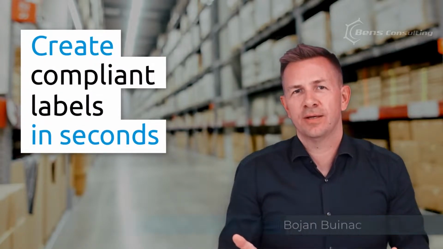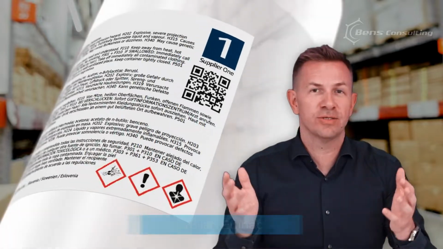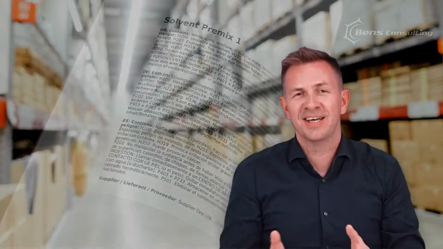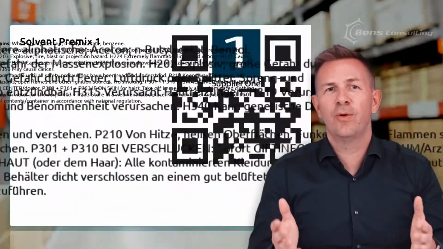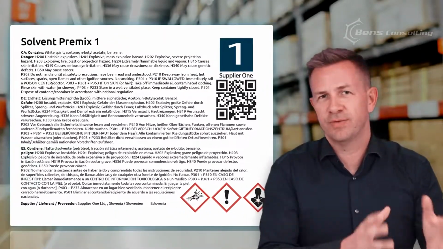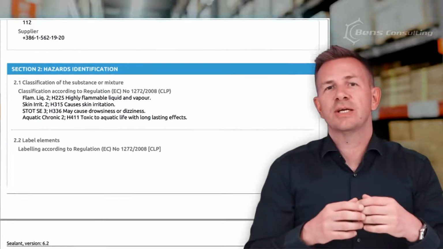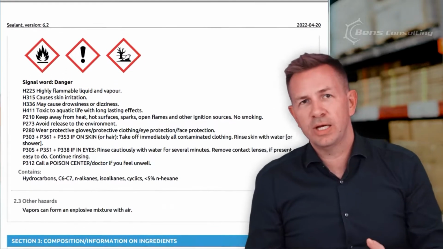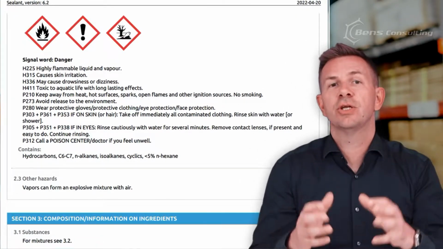Create compliant labels in seconds. If you have ever created a label for labeling hazardous chemicals, then you know it's everything other than an easy task. First, you must know all the mandatory elements of the label. Then you must check safety data sheets for the accuracy of labeling information and gather the information for the label.